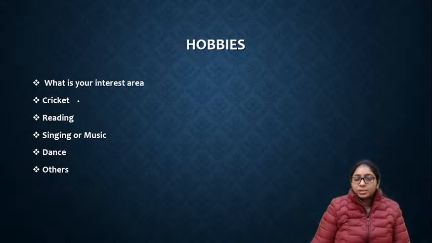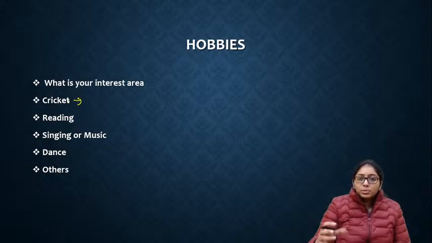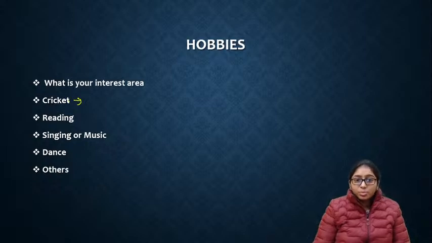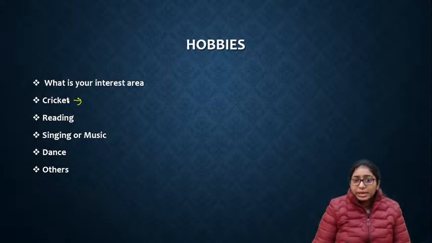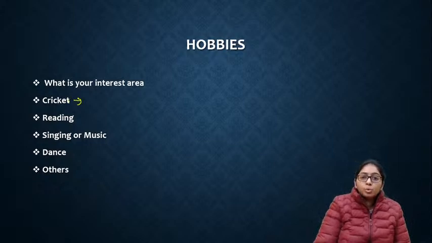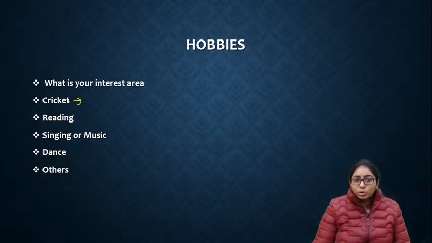So let's say somebody says cricket. Okay, so you need to know what is the size of the cricket ball, what is the weight of the cricket ball, what is the length of the pitch, who is your favorite cricketer, what are the records made by that person, when is the next cricket series coming up, when is the next World Cup coming up, where will be the next World Cup, when was the last World Cup, where did it happen, who won. Matlab, you need to have some good knowledge about it. It is not just that you can say, yes, I like cricket, and the thing is done.